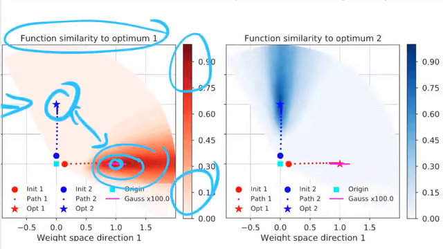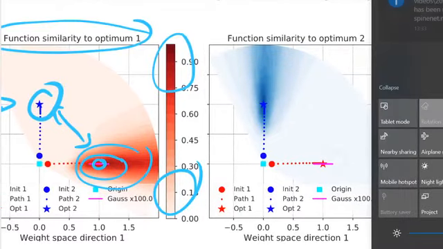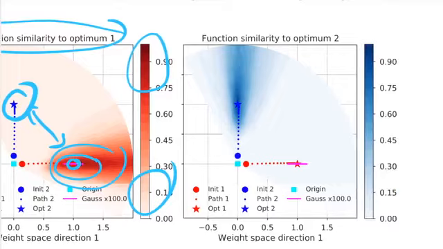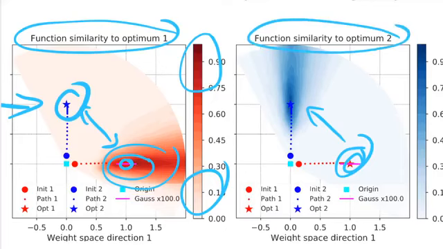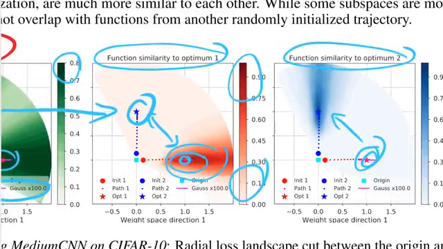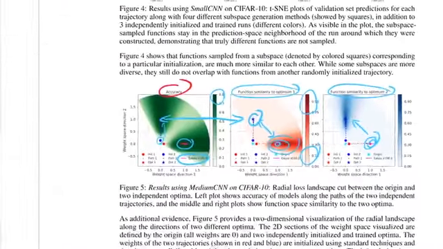So you can see the same thing for optimum 2 right here, where you can see that optimum 1 agrees almost nothing with optimum 2, right? It doesn't agree. There's not even a hint of a valley right here in terms of functional similarity. That is very, very interesting. So it really means that these two things describe two different functions.